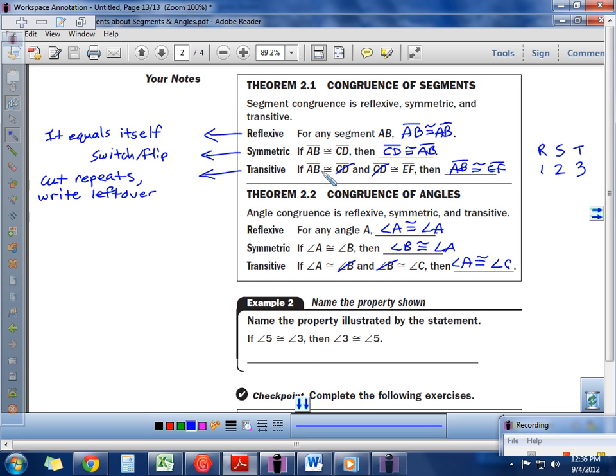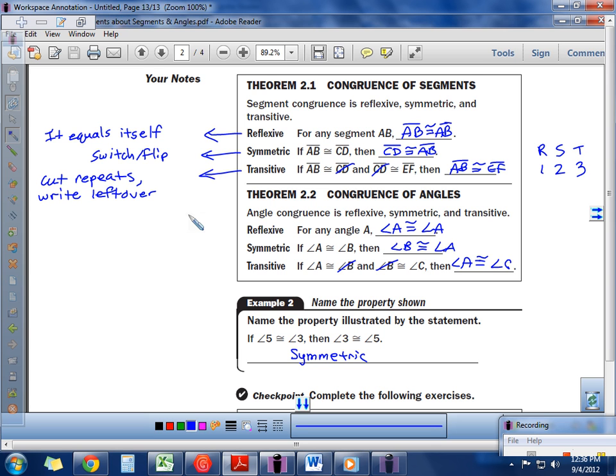This is the symmetric property. How do you get that so quickly? They're just flipping them. And once again, switch or flip, that's symmetric. You could also remember it by two congruent signs, RST 1, 2, 3.